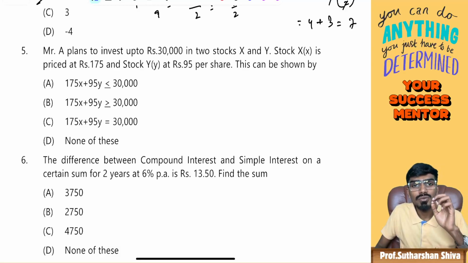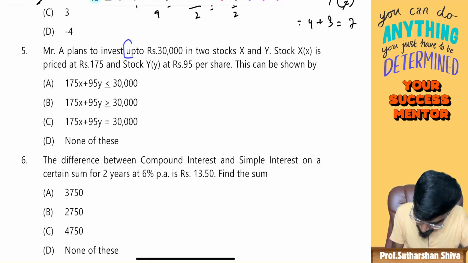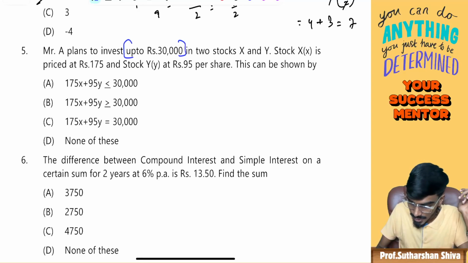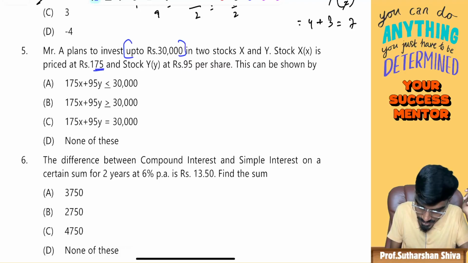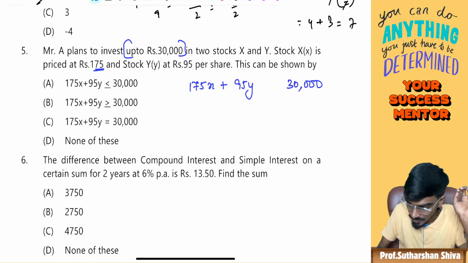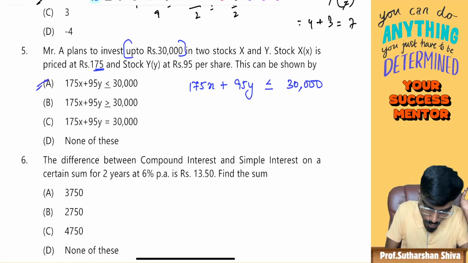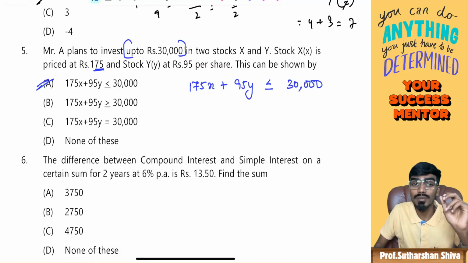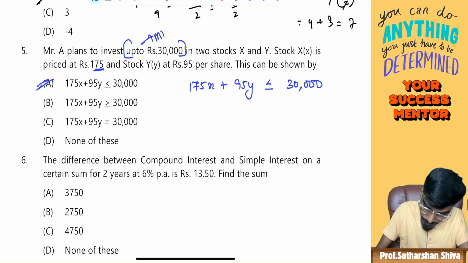Mr. A plans to invest up to 30,000. Up to means maximum. Maximum he can do 30,000, not more than that, in two stocks of x and y. X is 175, so 175 of x plus 95 of y. Maximum he can do is what? 30,000. So maximum means less than or equal to, option A. When it is minimum, it is greater than or equal to. Up to means it's maximum.